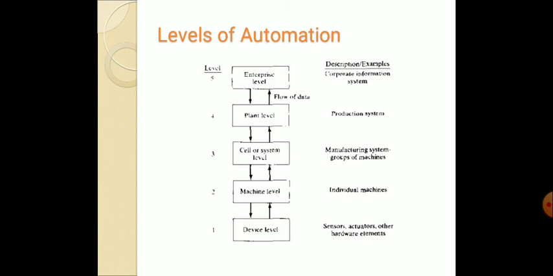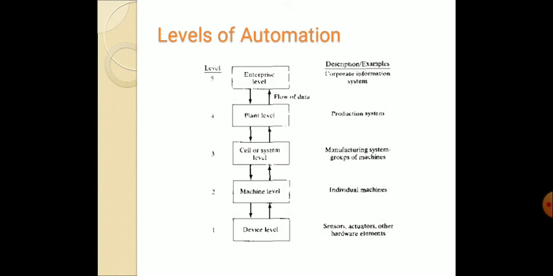Next one is the machine level. Hardware at the device level is assembled into the individual machines. Examples include CNC machine tools and similar production equipment, industrial robots, conveyors, and automated guided vehicles. Next one is the cell or system level. This is the manufacturing cell level which operates under instruction from the plant level. Next one is the plant level. This is the factory or production system level. It receives the instructions from the corporate information system and translates them into the operational plans for the production.